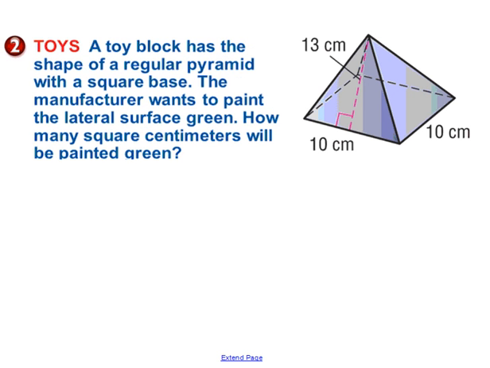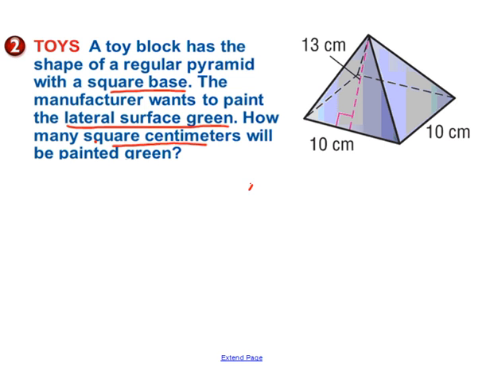All right, please do this one and see if we come up with the same answer. Pause the video when you have it ready, restart the video, and we'll see what happens. I'm going to find the lateral surface area. The toy block has the shape of a regular pyramid with a square base. The manufacturer wants to paint the lateral surfaces green. How many square centimeters will be painted green?